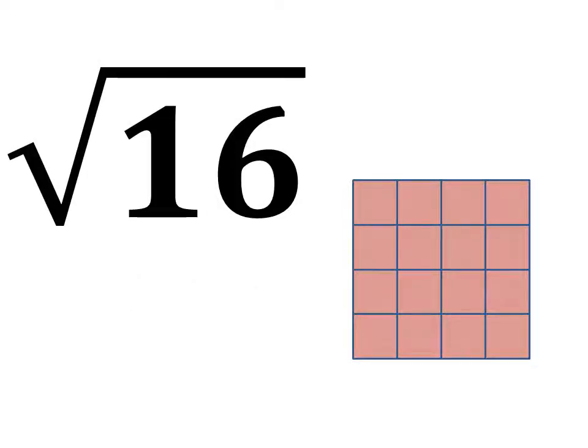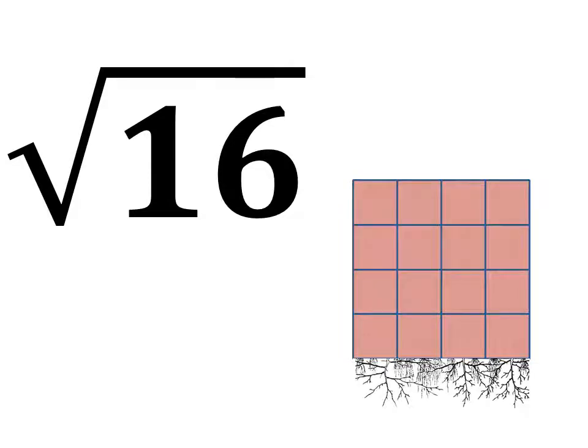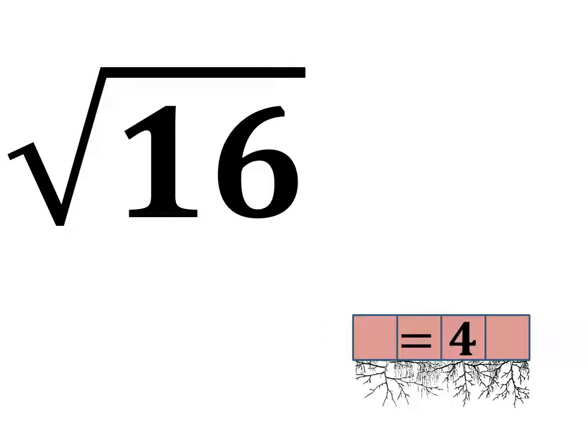So what about the square root? Well, we have to undo the squaring that made 16 to get back to 4. So, imagine that this square has actual roots. This root of the square, the bottom row, which is 4, is the square root of 16, the area of the whole square.